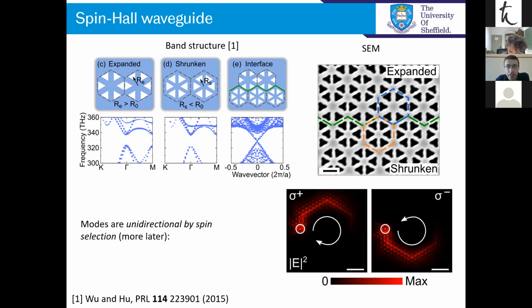And one particularly interesting point about these is that whilst we're not breaking time reversal symmetry here, so there are modes traveling in both directions, we can consider them to be unidirectional by spin selection. This is shown in the FDTD simulations here. This is a circularly polarized source whose direction of propagation around this bent waveguide depends on the polarization state of the source.